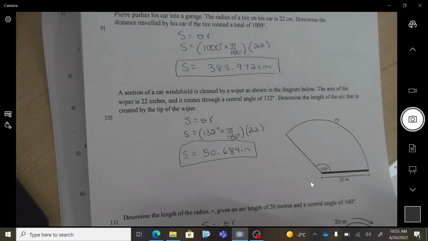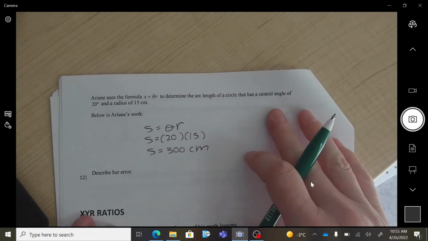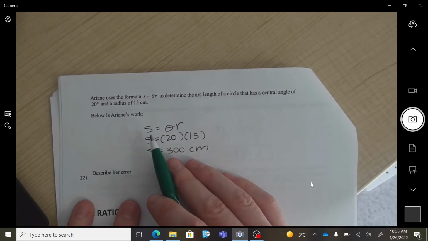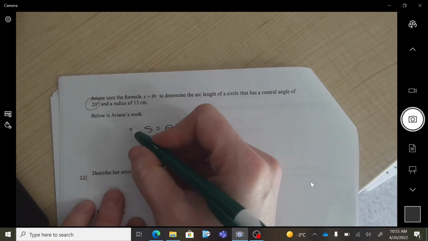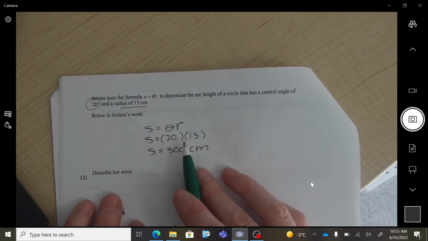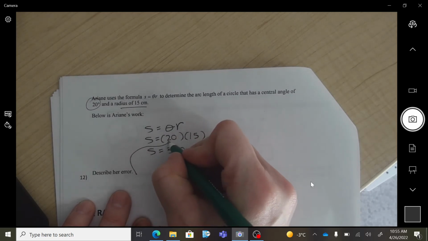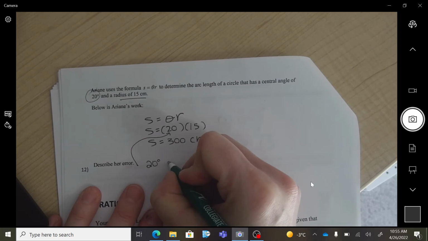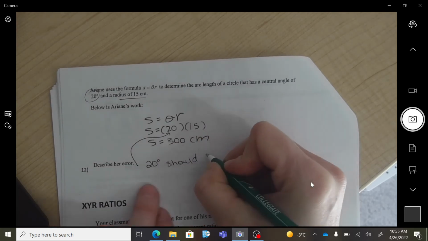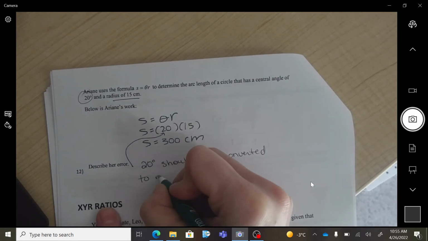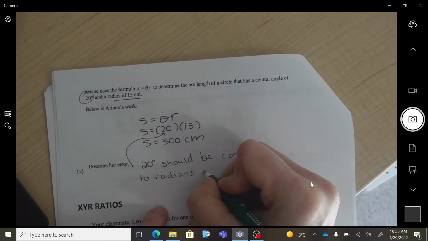Okay, number 12. So we are using this formula. We're trying to get the arc length of a circle, central angle 20 degrees, radius 15. So this is their work. What's the error? The mistake is right there. The 20 degrees should be converted to radians in this formula.